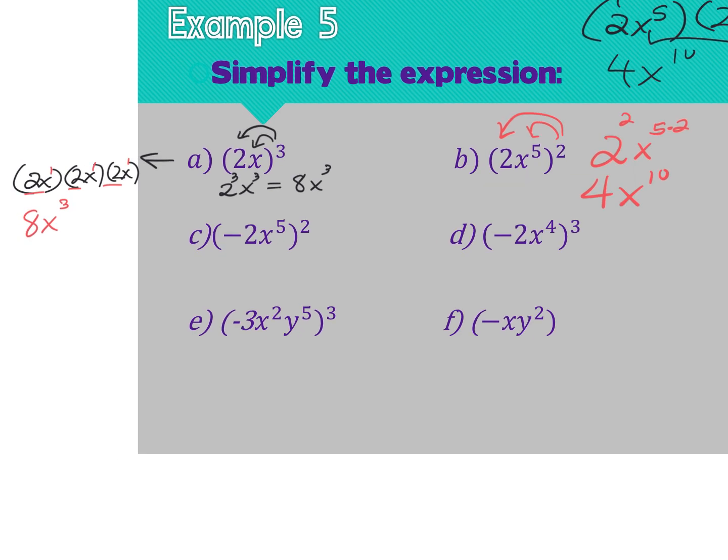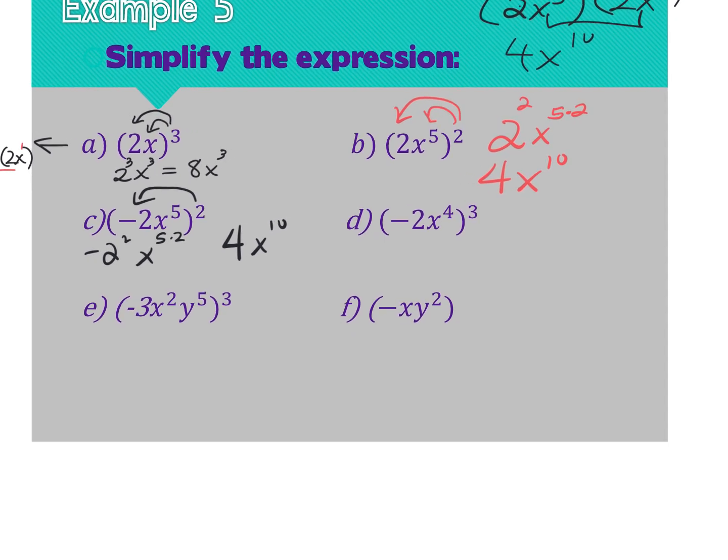Next one, same thing. This power of 2, it's going to square that negative number. So it becomes -2 squared, and then here 5 times 2. So it becomes positive 4 x to the 10th. So when you have parentheses around a negative base, if the power is even, your answer is going to turn positive. Notice this next one, D, that exponent is an odd number, and it's got a negative base there, so my answer is going to be negative.